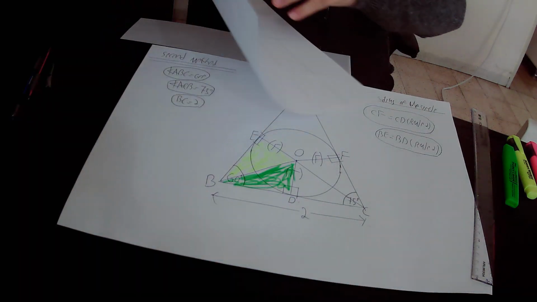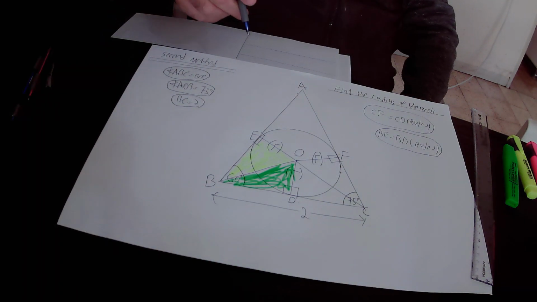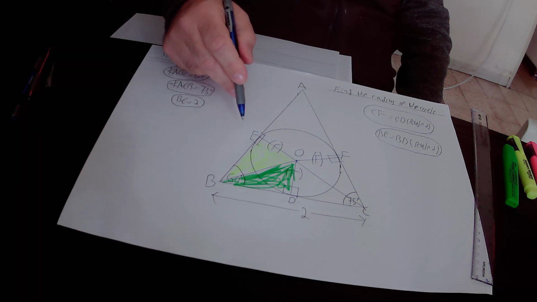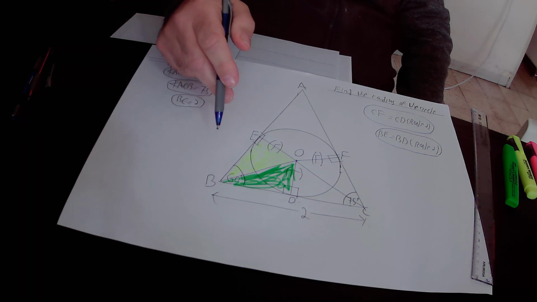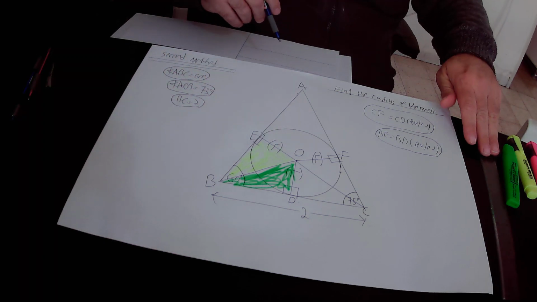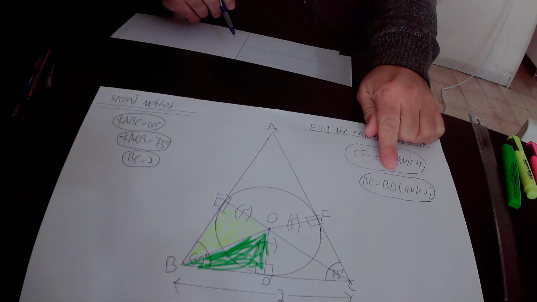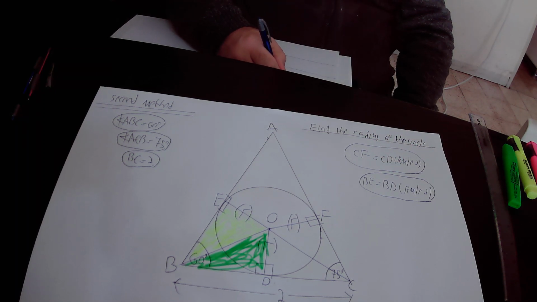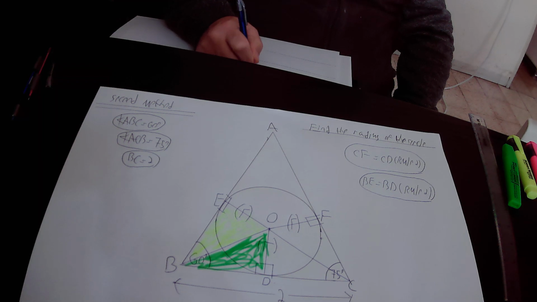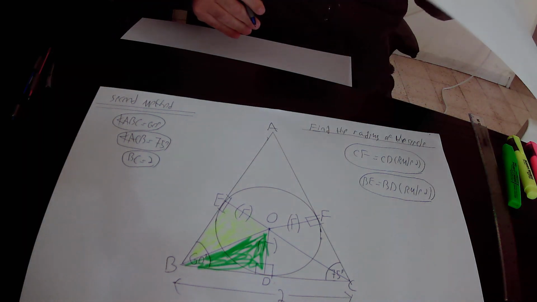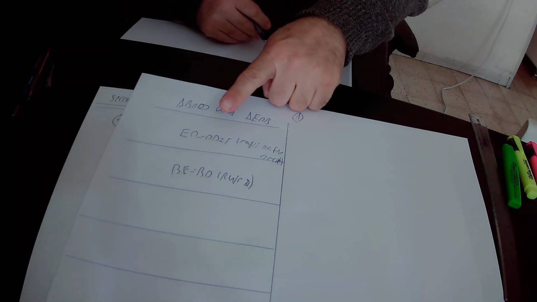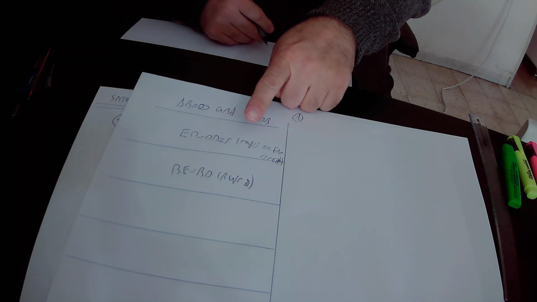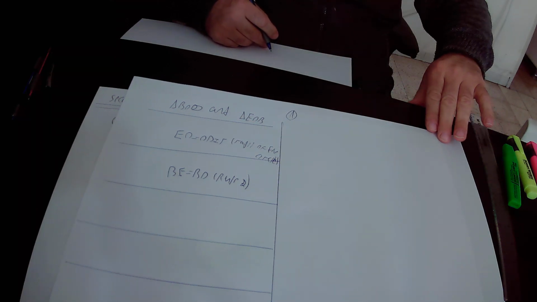In addition, we know we have side BE of the yellow triangle equals to side BD of the green triangle. Here, BE equals to BD according to rule number 2. Repeat again. Side BE of the yellow triangle equals to side BD of the green triangle according to rule number 2.